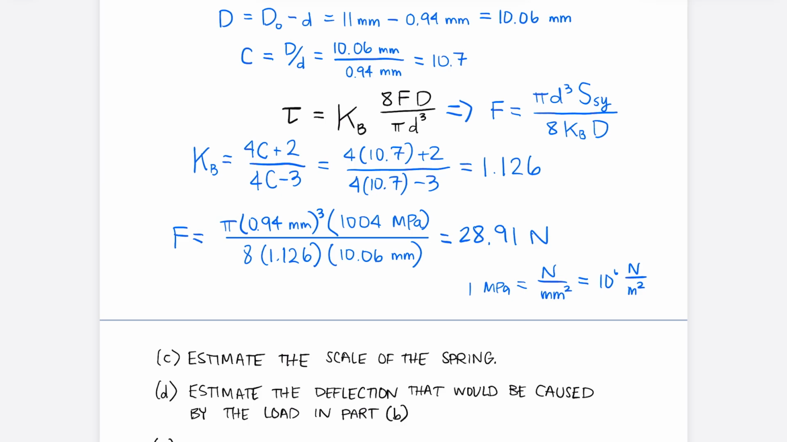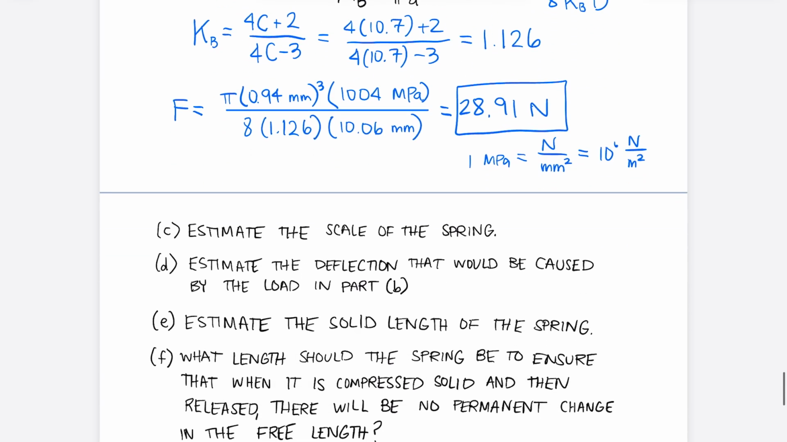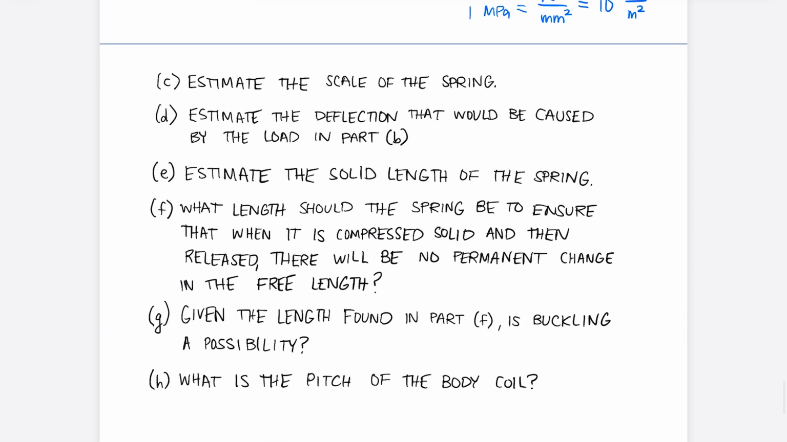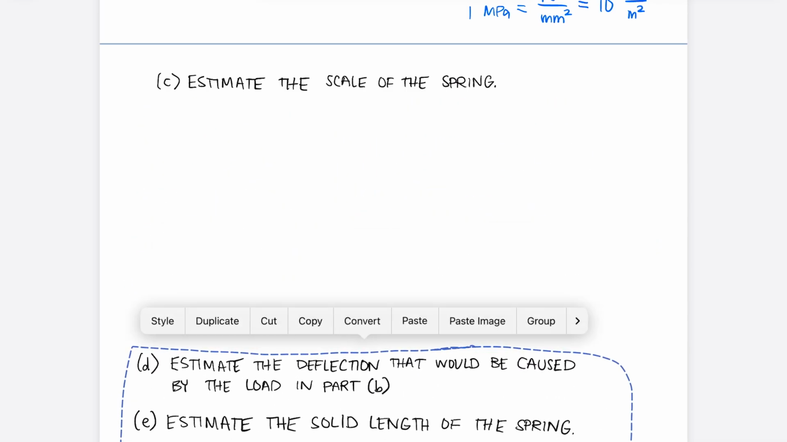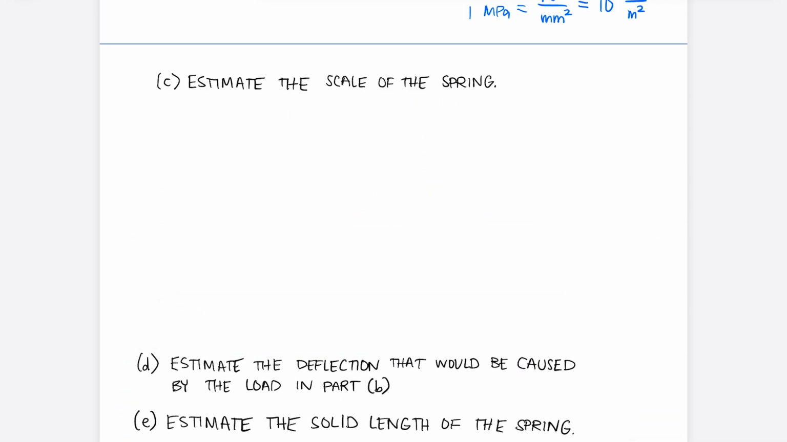All right, so we found our static load. Let's box it. That's our static load corresponding to the yield strength. Next, the question asks us to estimate the scale of the spring. What does it mean by that? It just means the spring rate, spring constant.